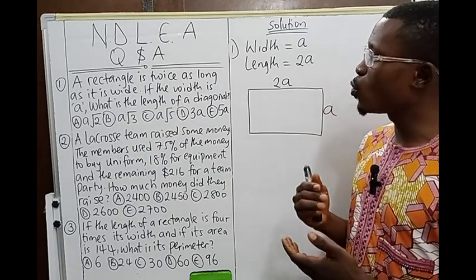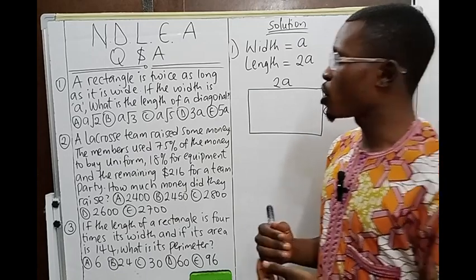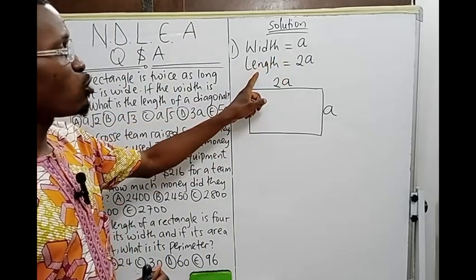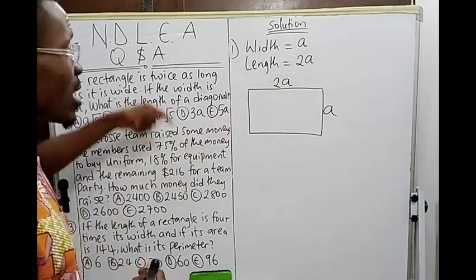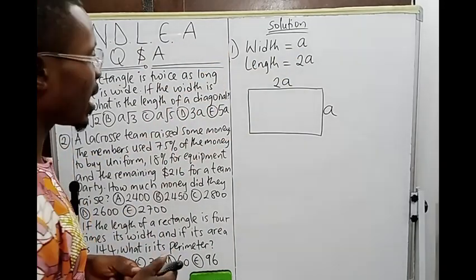Now for number 1, we're told that a rectangle is twice as long as it is wide. If the width is A, what is the length of a diagonal? Okay, when we want to represent this on a diagram, the width is A. Of course, the length will be 2A, because it is twice as long as its width. Now, this is the representation on a diagram.